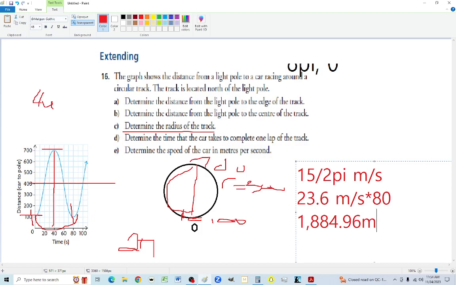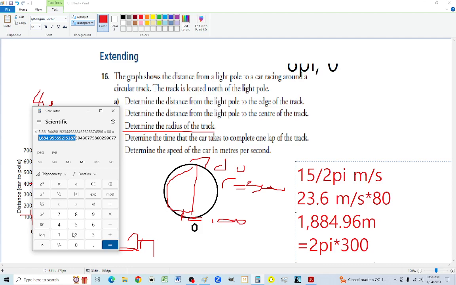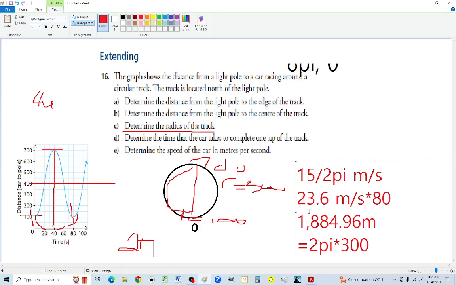That should be the equivalent of taking 2 pi and multiplying it by 300. Let's see if that is. And sure enough, it is. So you can see that you got it right. So that is indeed the meters per second, and that's meters per second in pies, which is kind of useless. We never say, my car can go 15 over 2 pi meters per second.